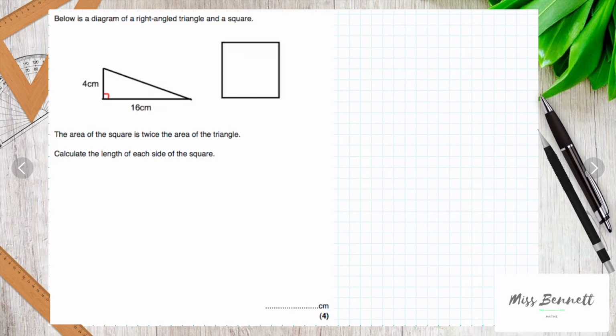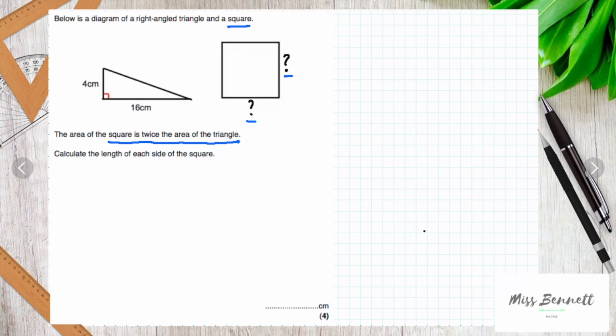This is an exam style question, worth 4 marks. Let's read the question. Below is a diagram of a right-angled triangle and a square. The area of the square is twice the area of the triangle. Calculate the length of each side of the square. Okay, so it wants to know what this measurement is. And remember, because it's a square, all the sides are the same length. So either one of those sides will do. Okay, so this is the important part. The fact that we've got a square and that the square is twice the area of the triangle.